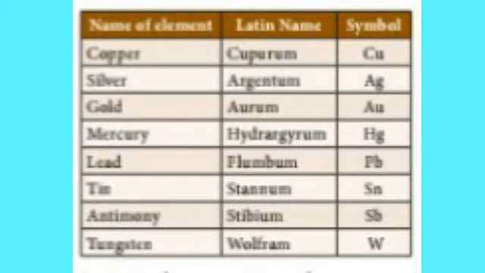Name of the element lead, Latin name is plumbum, symbol is Pb. Name of the element antimony, Latin name is stibium, symbol is Sb. Name of the element tungsten, Latin name is wolfram, symbol is W.